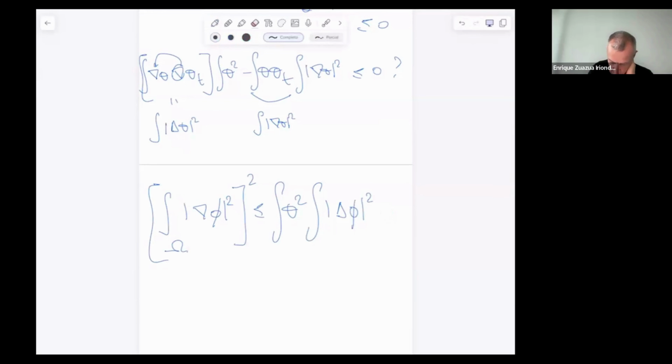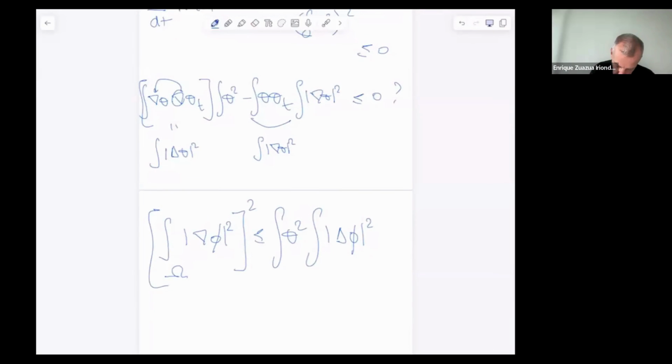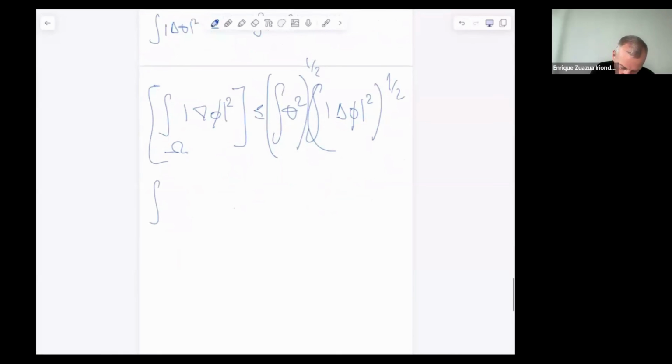And this is, of course, true. Why? I mean, you can take, if you wish, square roots, right? And you immediately realize that this is true. Why? Because gradient of phi squared is the integral of phi times minus Laplacian phi by integration by parts. So if you apply here Cauchy-Schwarz, you get the inequality above.